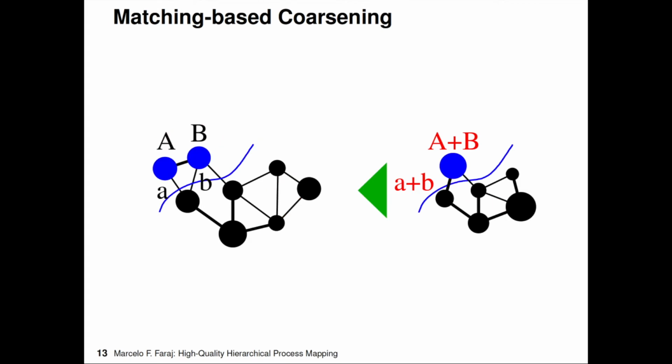Let's imagine that the nodes A and B were in one partition and their neighbors were in another partition. In this case, after the contraction, the edge cut is maintained. Since we maintain the edge cut, we also maintain the communication cost of the mapping.